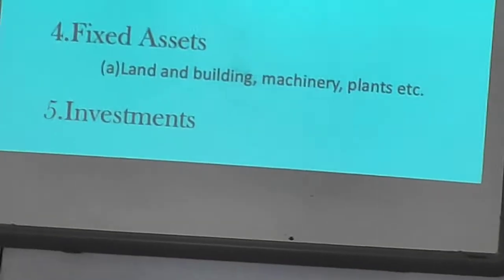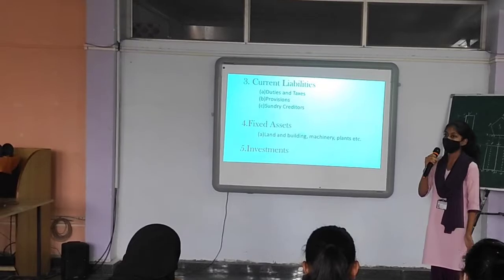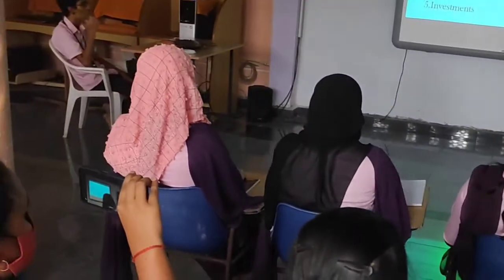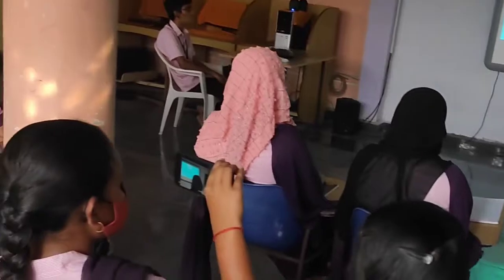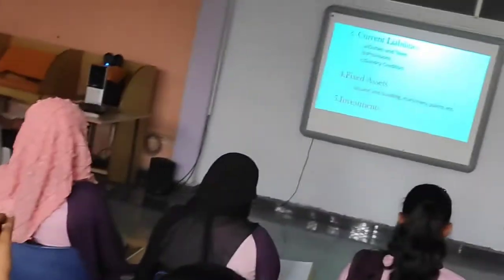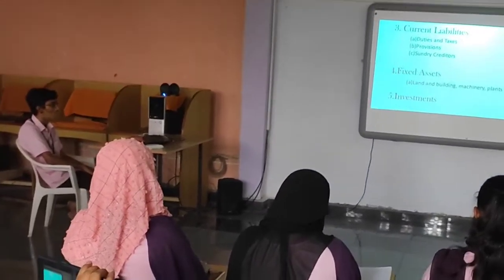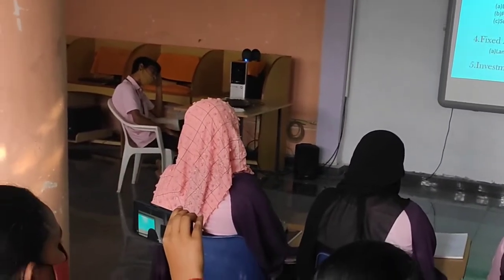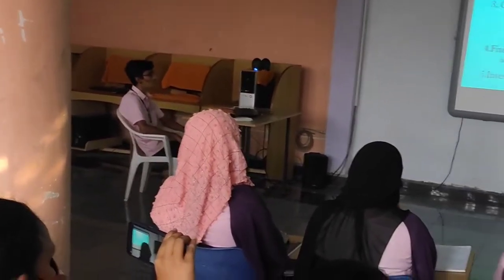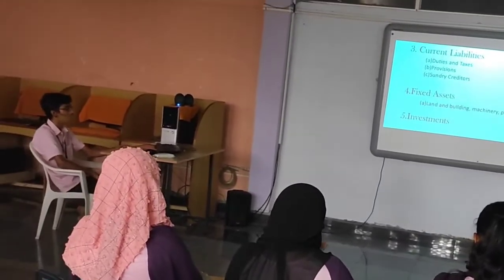The fourth one is fixed assets. Fixed assets are the assets purchased by a company in order to run their business, in order to do the production of their goods and services. For example, land, building, machinery, plants, etc. Talking about the fifth one, investments. Investments relate to the accounts of the investments held, such as government bonds, shares, securities, etc. The remaining accounts are accounted for by individual charge.